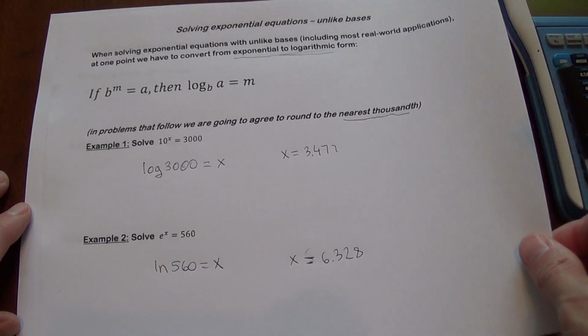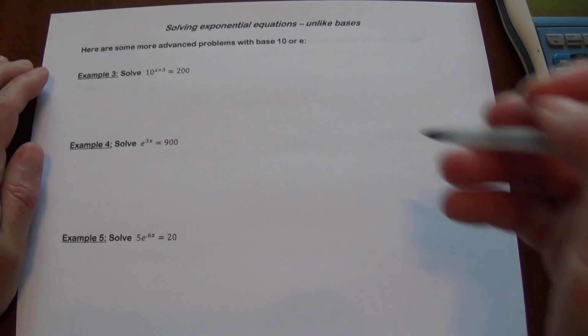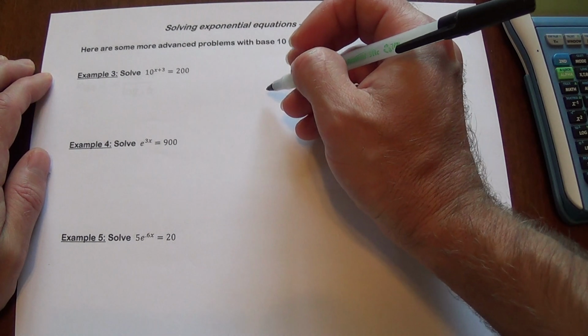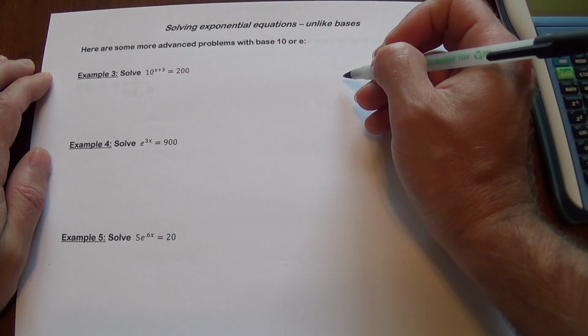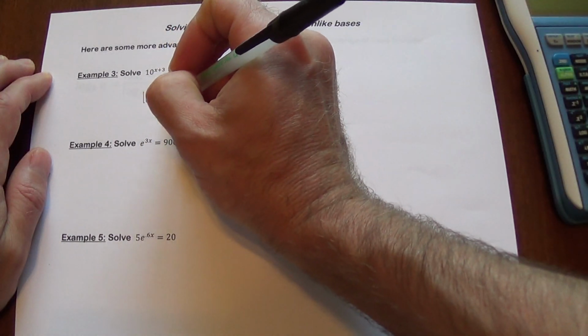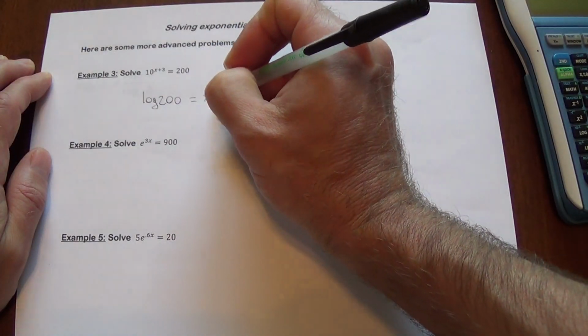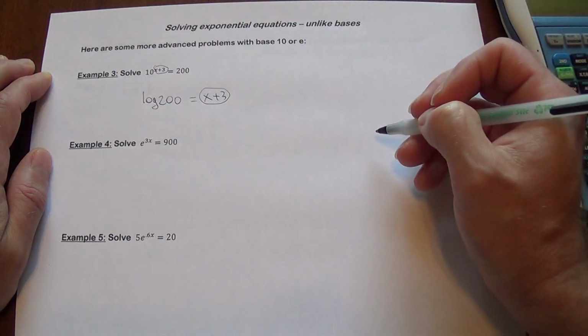Moving on, some problems that require more work. So we got 10 to the power x plus 3 equals 200. First, we are going to rewrite just like all the other problems using logarithmic form, base 10. So it's going to be log 200 equals x plus 3, whatever the exponent is. We have x plus 3 here, we're going to write x plus 3.